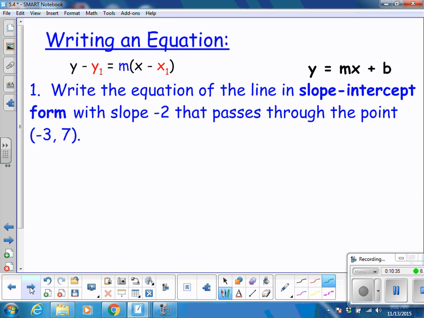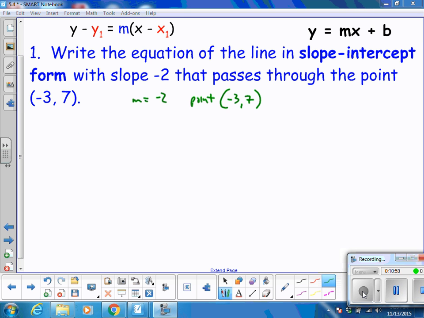All right, write an equation. Write the equation of the line in slope-intercept form with the slope of -2 that passes through the point at -3, 7. So you're going to write it in slope-intercept form. I'm going to write in this guy, slope-intercept form. I'm going to press pause. Why don't you give it a try as well? Pause.